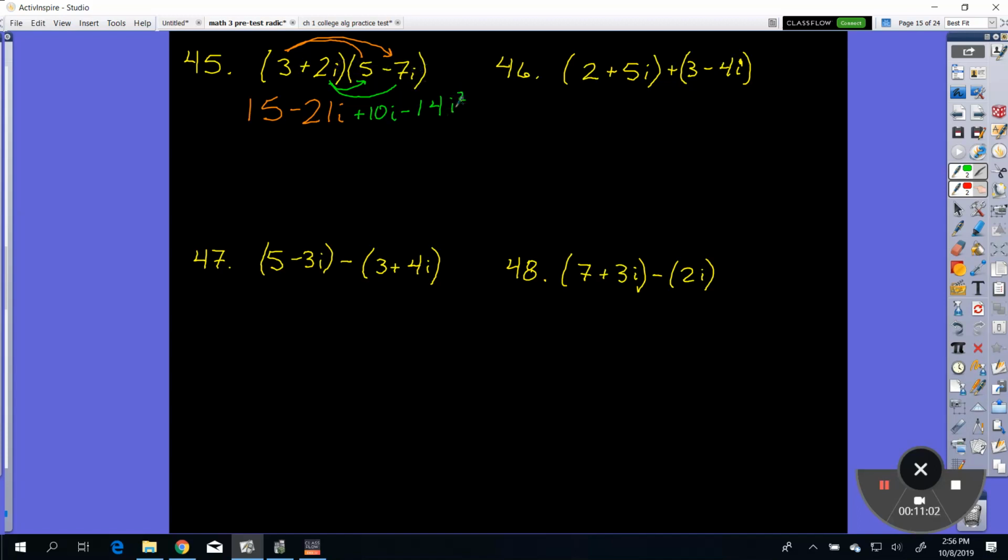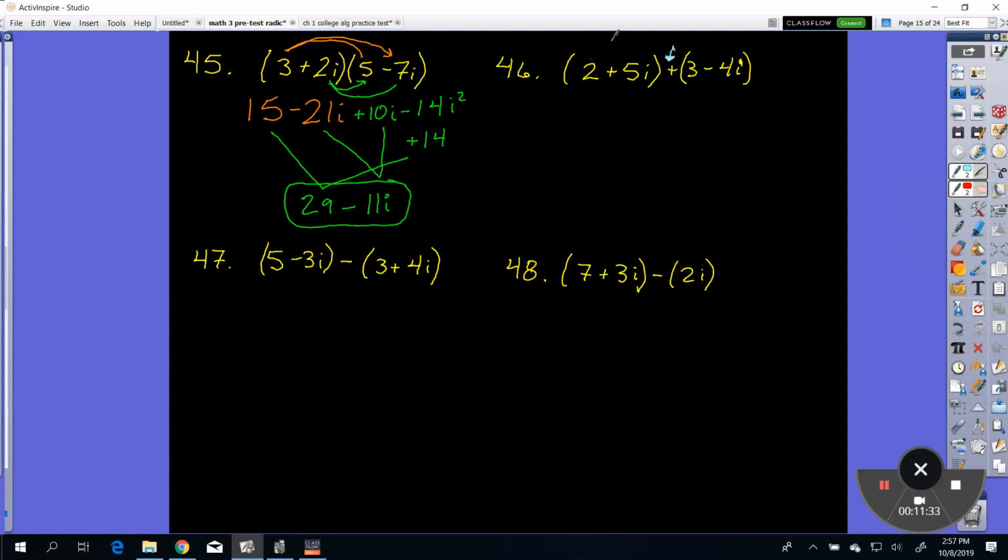Remember the i squared, in essence, what it does is changes this negative from a negative to a positive. So the i squared is gone. The negative 1 has been brought in. It's changed the sign. So now I can combine like terms. 15 plus 14 is 29. Negative 21 plus 10 makes a negative 11i. So that was 45.